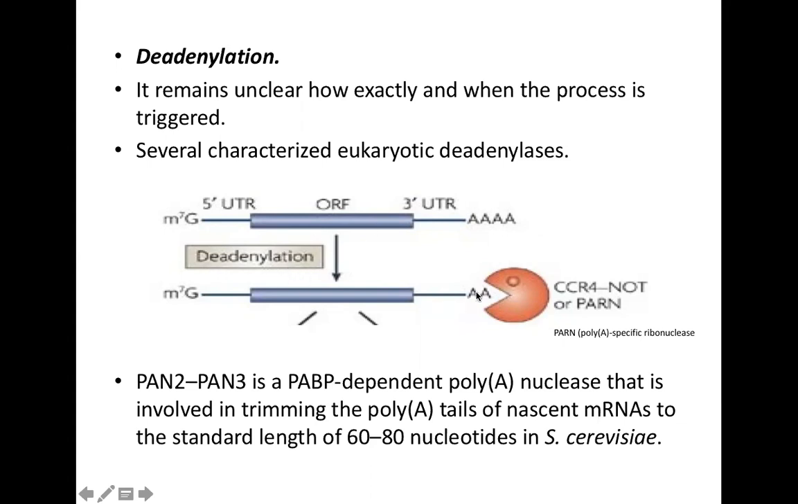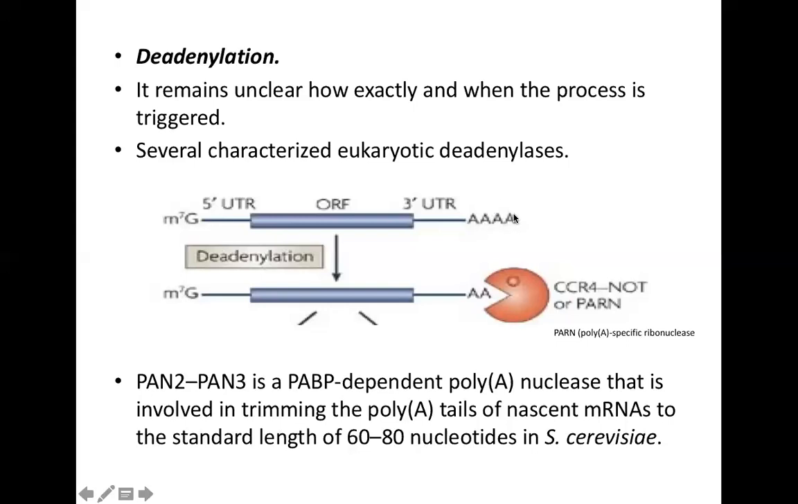And in order to remove the poly A tail, we need some nucleases, what we call poly A binding protein dependent poly A nucleases. So we know that this poly A tail remains bound with certain proteins, and generally these proteins are poly A binding proteins. So if it is in the cytoplasm, that would be PABC, poly A binding protein, which is inside the cytoplasm. So these enzymes would bind to the proteins which are associated with this poly A tail.